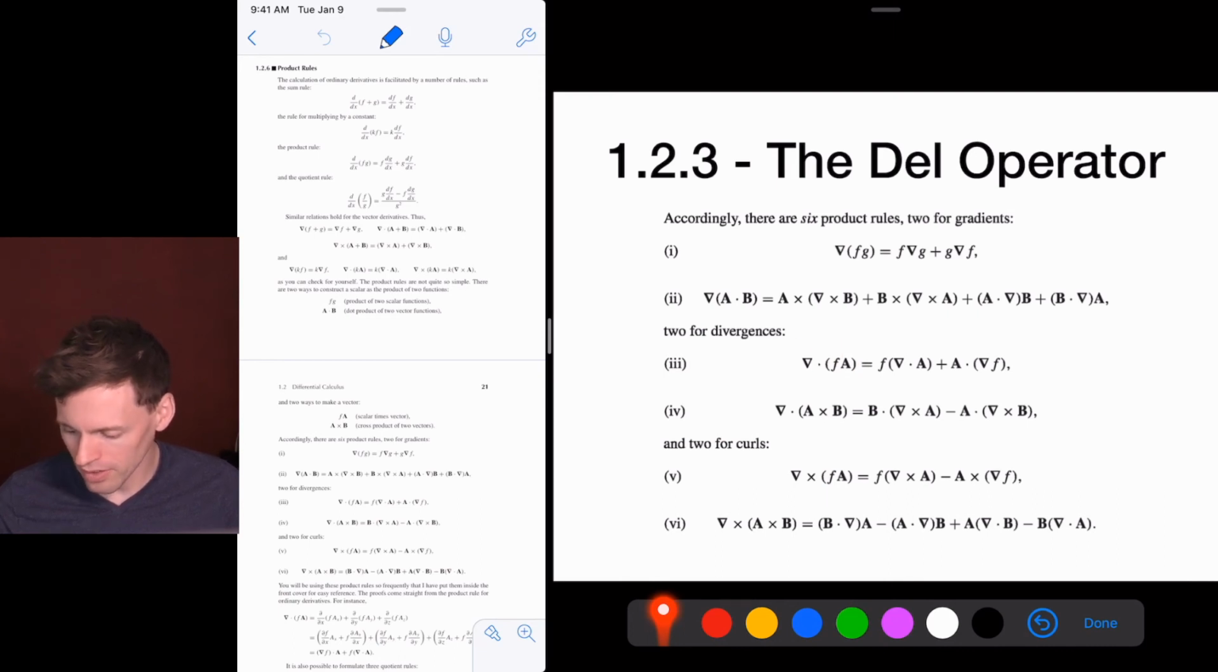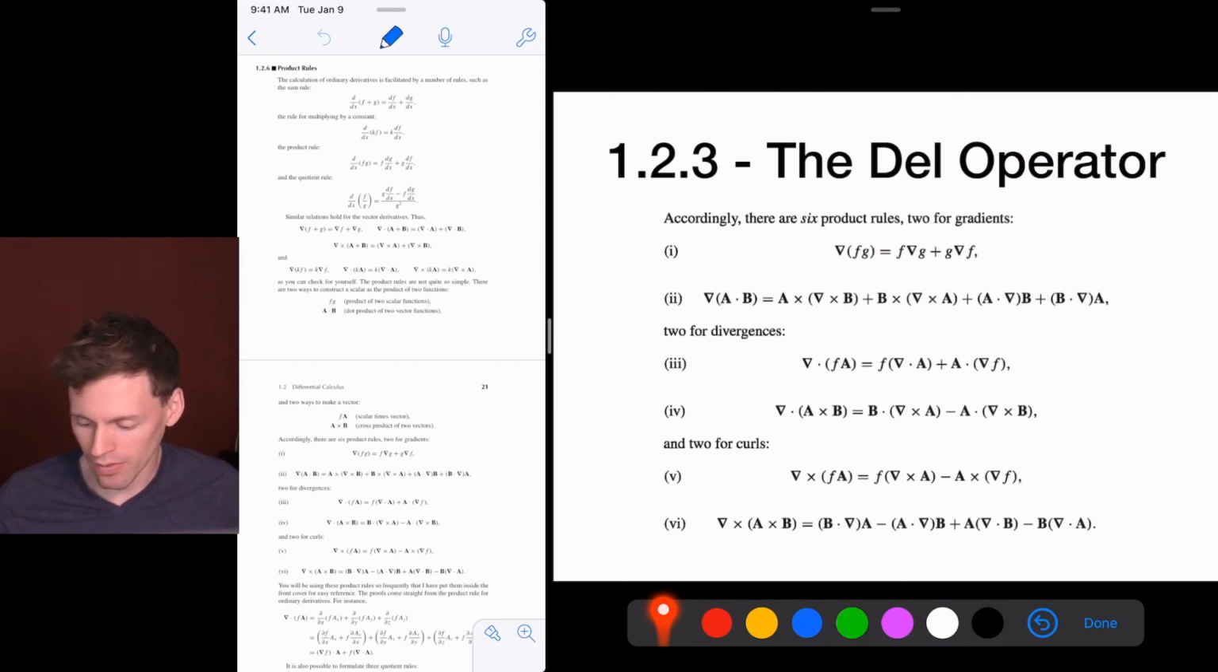You can pull that function out and then do del dot a plus a dot del dot f, and then you've got another one here: del dotted into a cross b is equal to b times del cross a minus a dotted into del cross b, and then for curls, same thing. So you just have these identities if you have the derivative of products, okay?